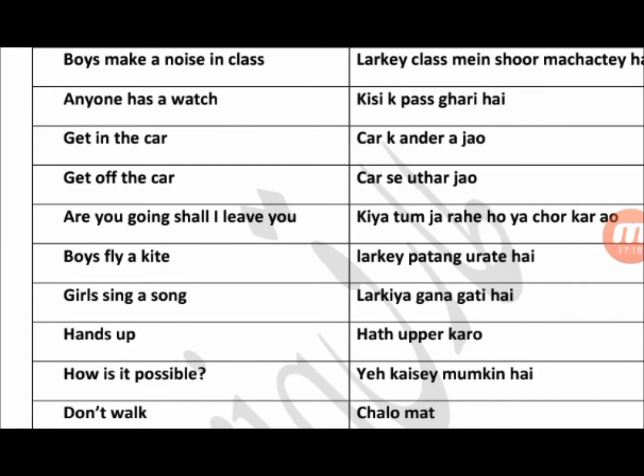Next one, how is it possible? ये कैसे मुमकिन है? This is a very important sentence you can use in Urdu or in your native language. ये कैसे मुमकिन है? Next.